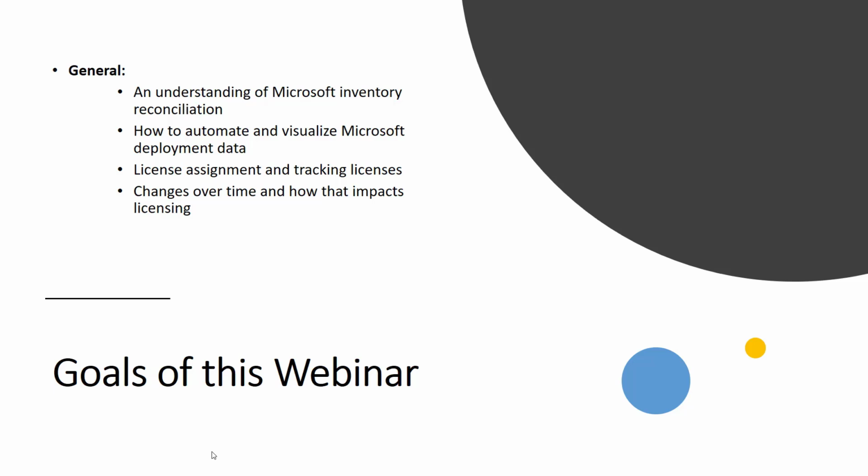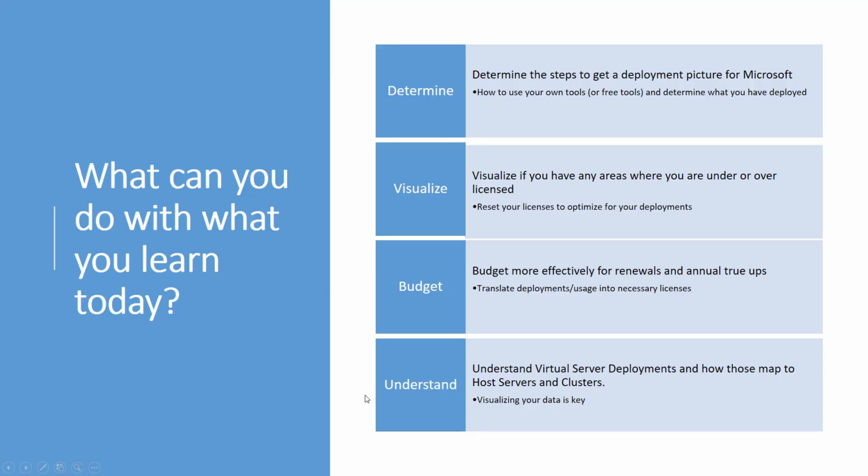So we're going to talk about inventory reconciliation and how to automate that, how to visualize the data so you can look at it and figure out how best to license it, how to use the Asset Labs tool to assign licenses and track the use of those licenses, as well as the impact over time and how the changes in your deployment will actually impact licensing over time.